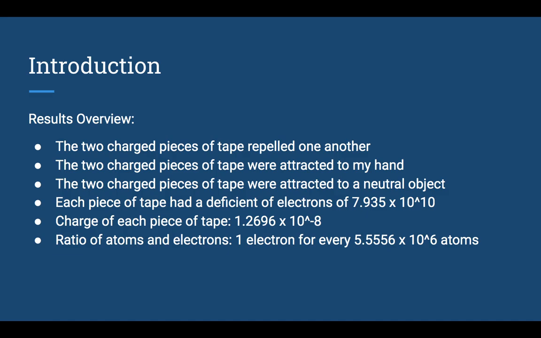So here are the results overview. The charged pieces of tape repelled one another. They were attracted to my hand. The piece of tape was attracted to a neutral object, and each piece of tape had a deficiency of electrons of 7.935 times 10 to the 10th. The charge of each piece of tape was 1.2696 times 10 to the negative 8th, and the ratio of atoms and electrons was 5.5556 times 10 to the 6th.